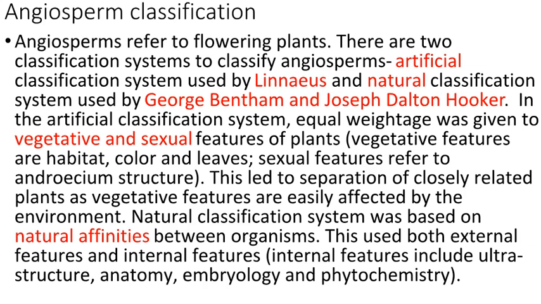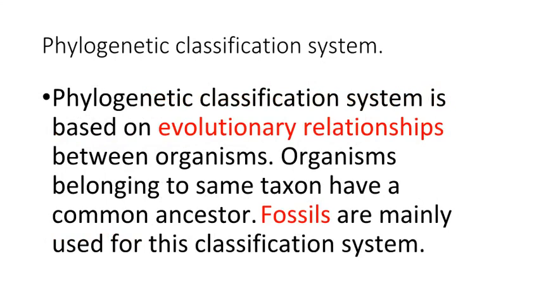Natural classification system was based on natural affinities between organisms. This used both external features and internal features. Internal features include ultrastructure, anatomy, embryology and phytochemistry. Phylogenetic classification system. Phylogenetic classification system is based on evolutionary relationships between organisms. Organisms belonging to same taxon have a common ancestor. Fossils are mainly used for this classification system.